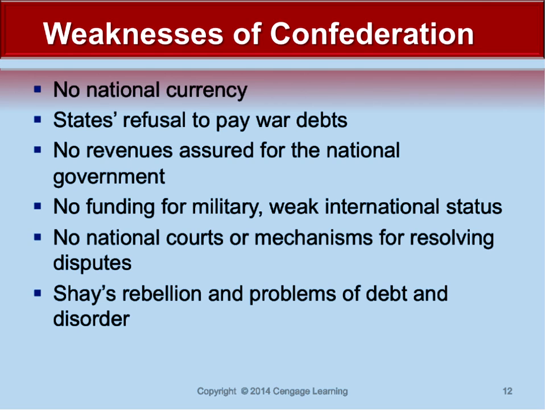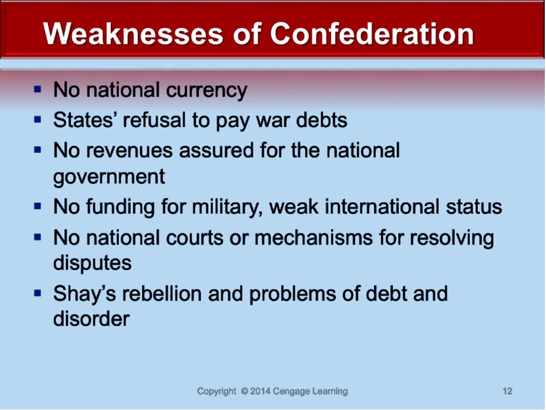Another weakness of the Articles of Confederation was that there were no national courts or some other kind of mechanism for resolving disputes. What you had is 13 states, and each was essentially independent, and there was no mechanism under the Articles of Confederation strong enough and with the legitimacy to resolve disputes between states. And finally, there was a lot of unrest in the new country.